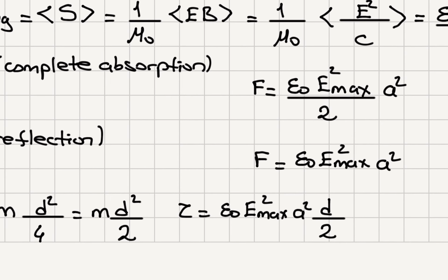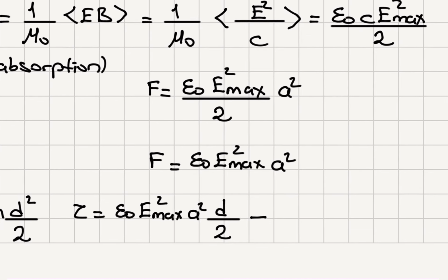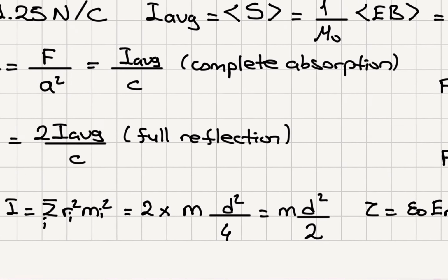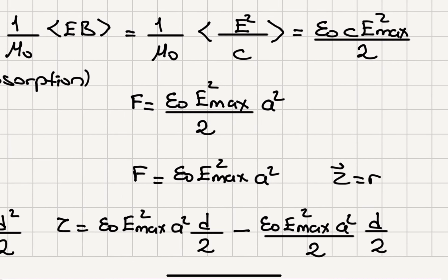So if one torque magnitude is epsilon 0 E max squared A squared over 2 times D over 2, the other torque is in the negative direction, minus epsilon 0 E max squared A squared over 2 multiplied with D over 2. So it's R cross F. So here I note that torque is R cross F.